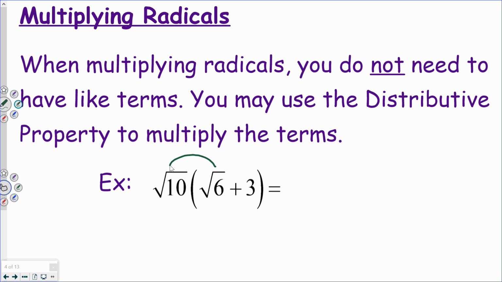Radical 10 times radical 6 is radical 60. Radical 10 times 3 is 3 radical 10. Right? That looks like a 6. One's inner radical, one's not, so they don't actually multiply together. One's out in front, one's inside. So can I add those together? Do the radicals match? One's a 60, one's a 10. They don't match, but do either of them simplify? Yeah, I can simplify though.